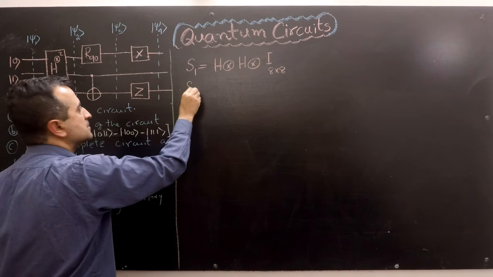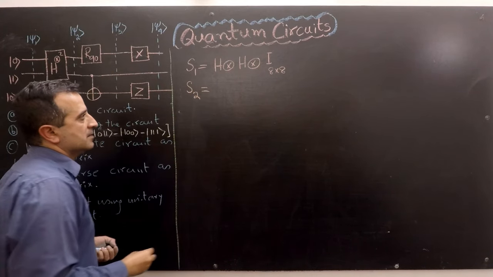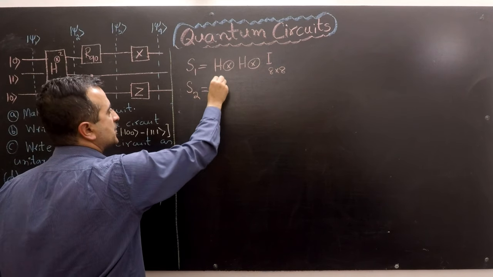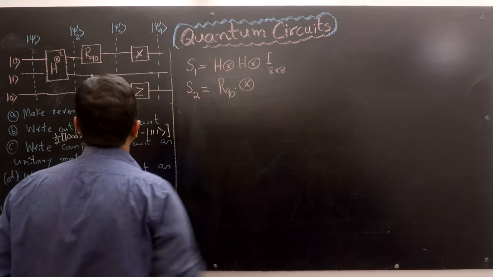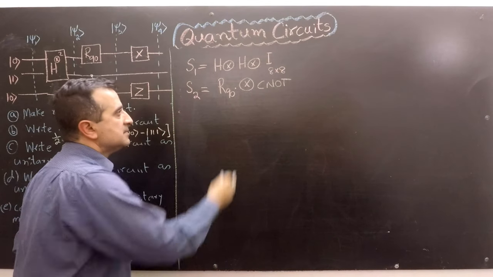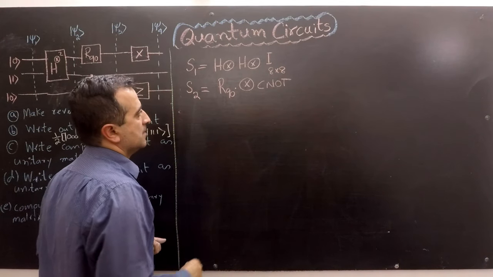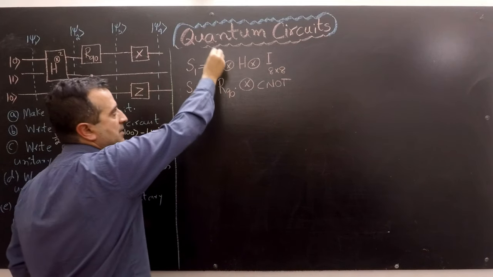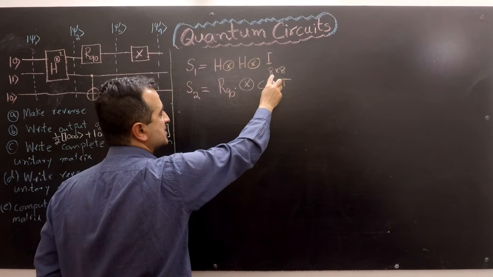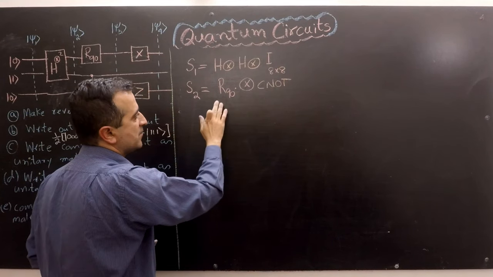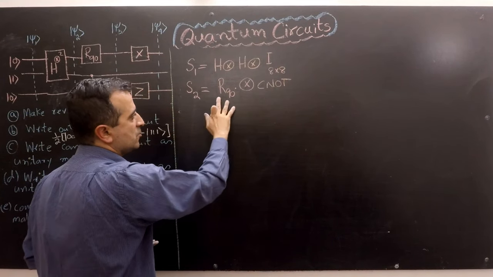Similarly, for stage 2, I will take a tensor product of rotation by 90 degrees with CNOT. In this case, I don't have to use the identity matrix. Here in the second stage, I have a 2x2 matrix tensor product with a 4x4 matrix, and my result will be once again an 8x8 matrix. In this case, I don't have any wire empty.